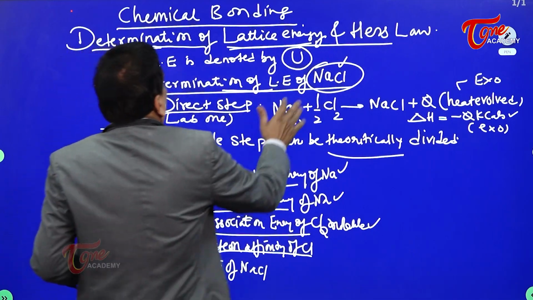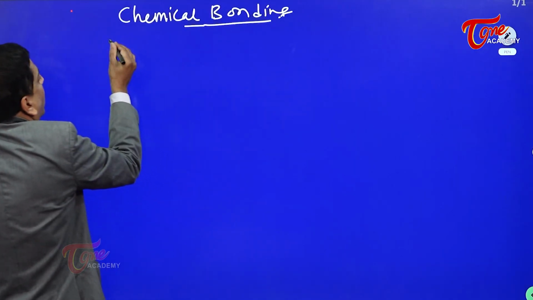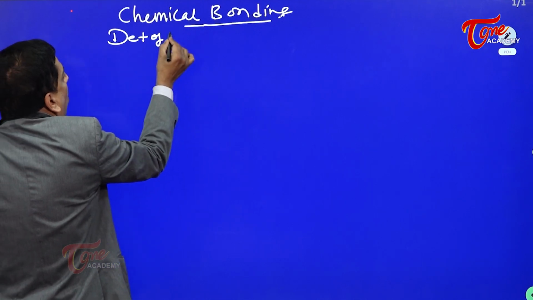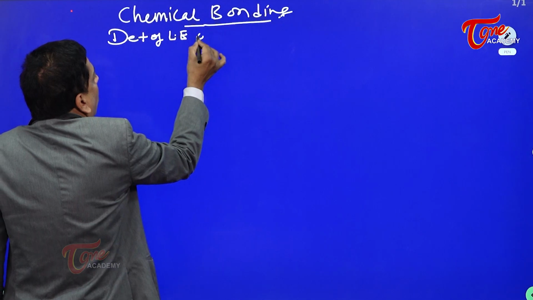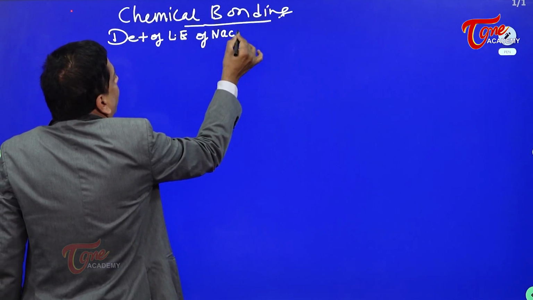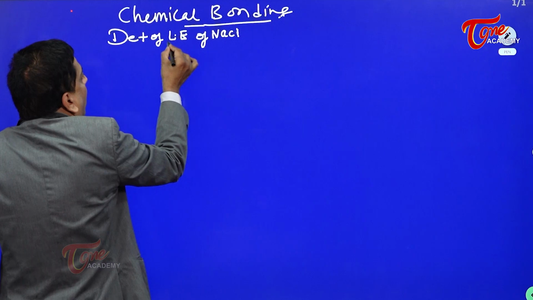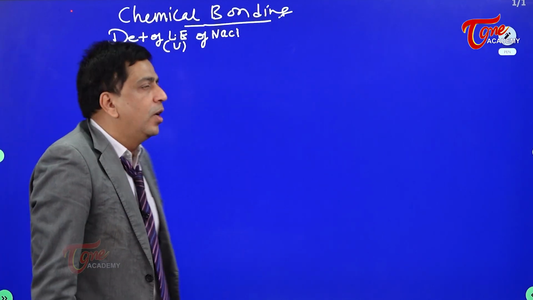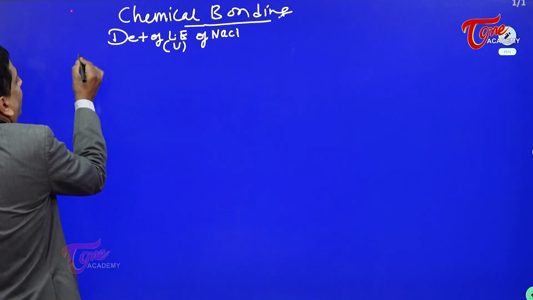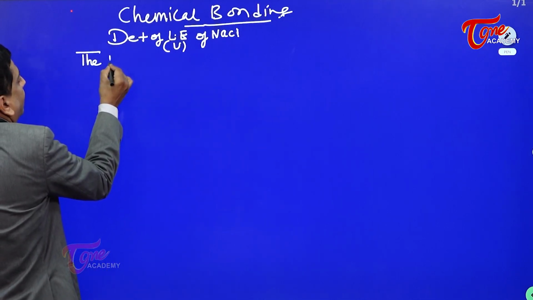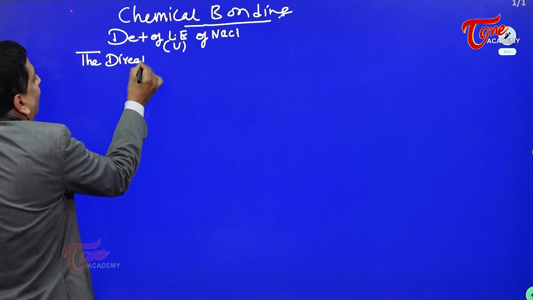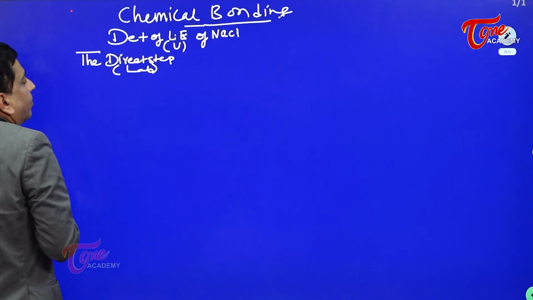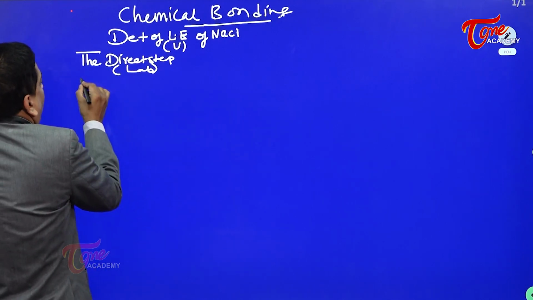Right? Observe carefully. Watch carefully. What we are doing: determination of lattice energy of NaCl, and lattice energy is denoted by U. Determination of lattice energy of NaCl. So what I'm doing here is the direct step. Now when I say direct step, this we are doing in the laboratory. Right? This is the direct step.